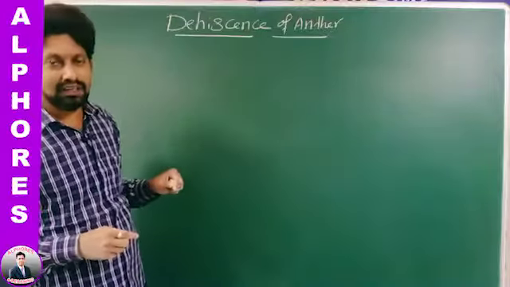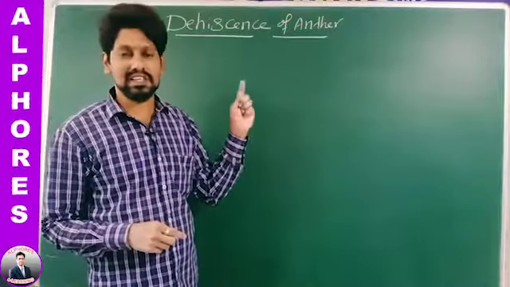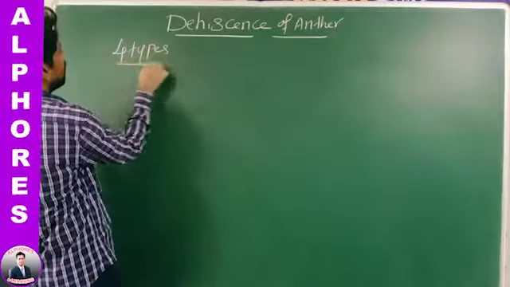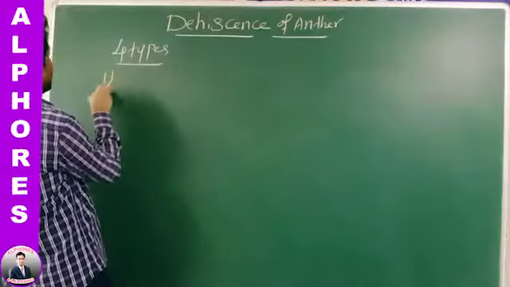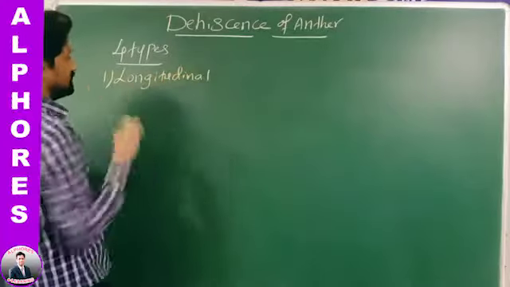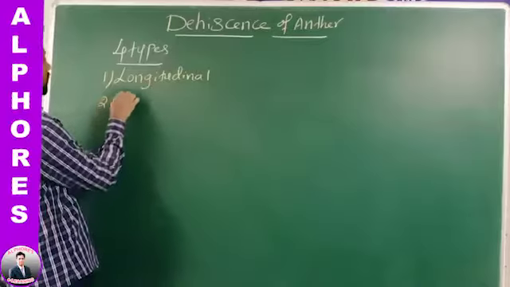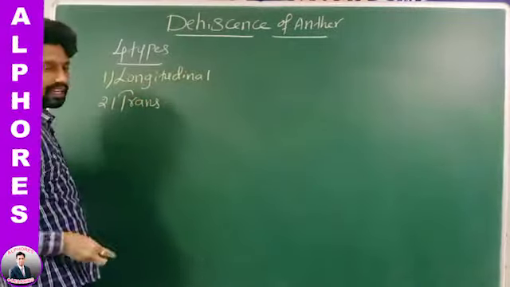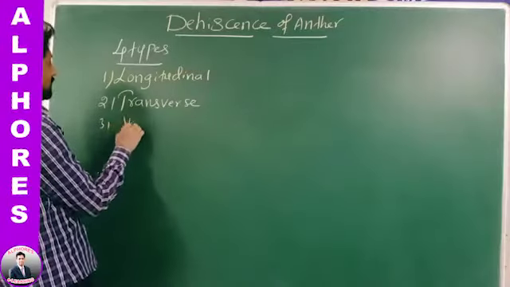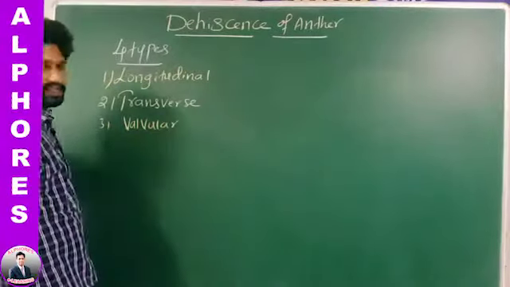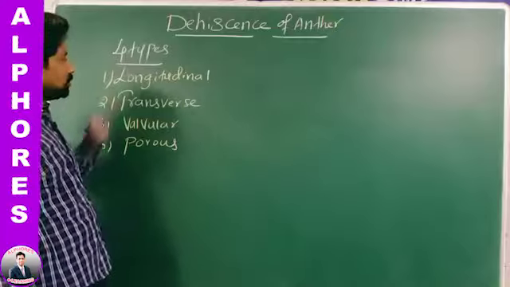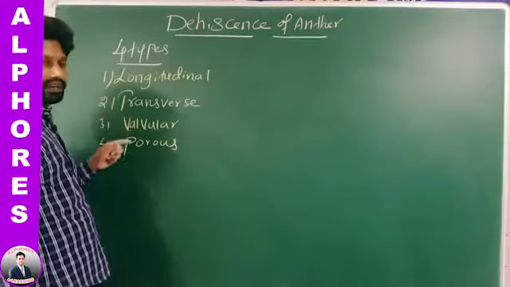This dehiscence of anther is by 4 ways. Anther dehisces in how many ways, sir? 4 types. What are they? Number 1, longitudinal dehiscence. Second one is transverse dehiscence. Third one is valvular dehiscence. And the fourth one is porous dehiscence. Longitudinal dehiscence, transverse dehiscence, valvular dehiscence, porous dehiscence.